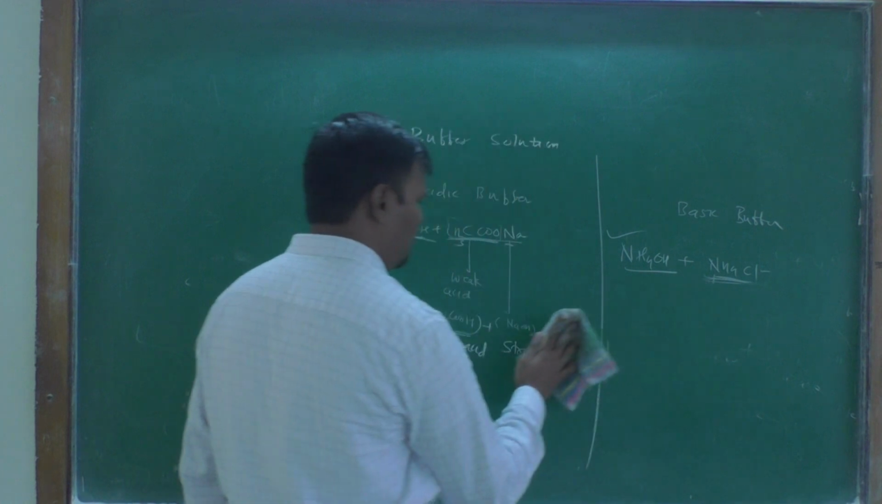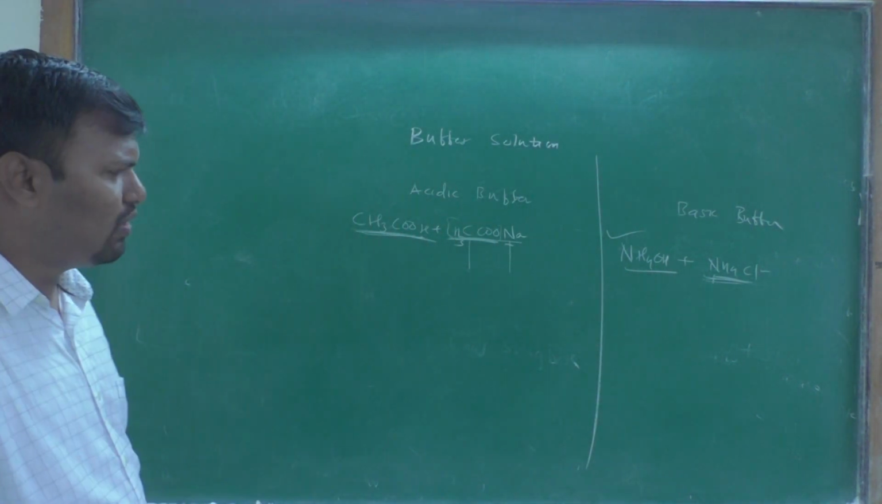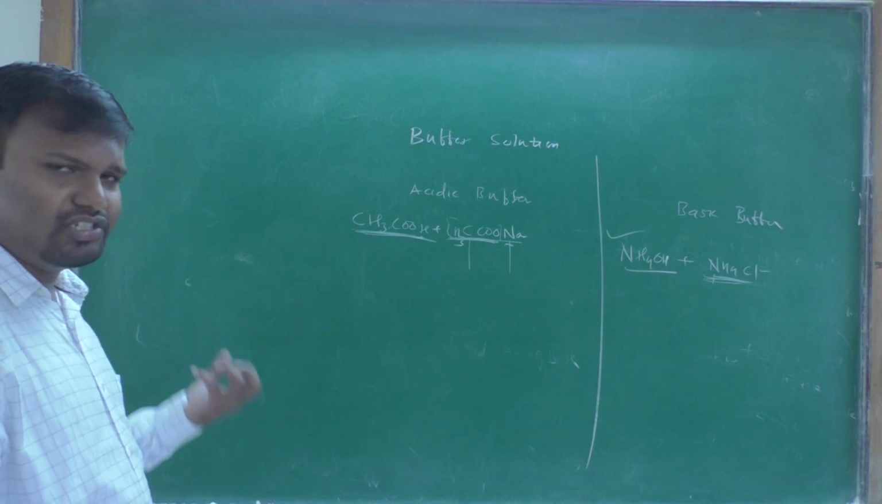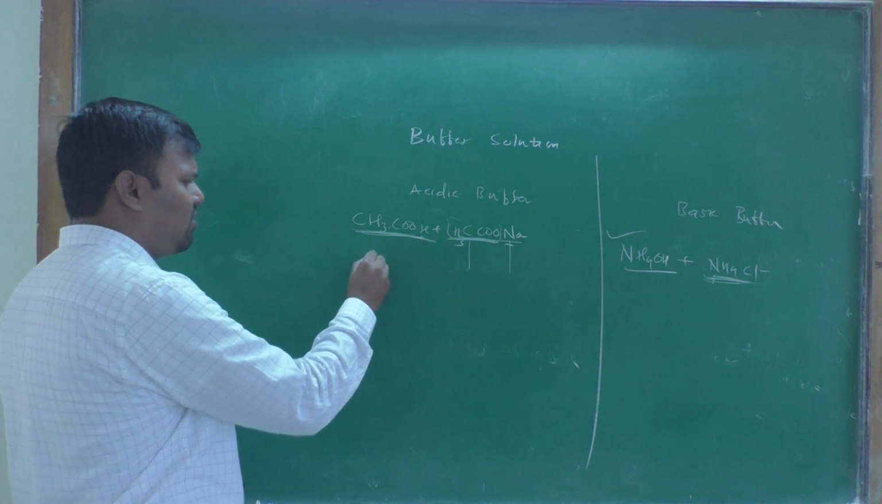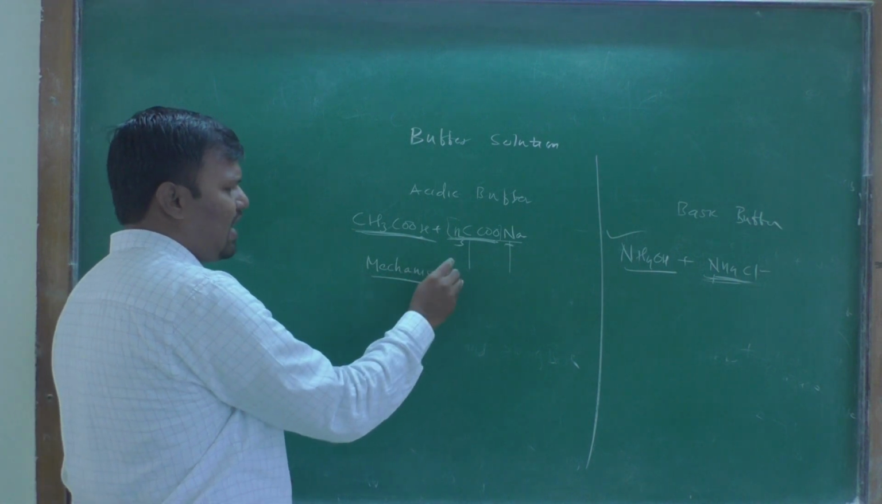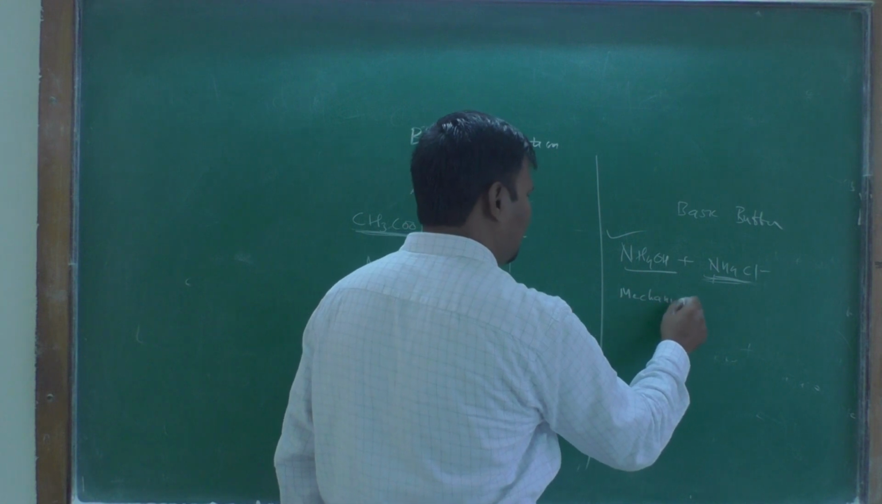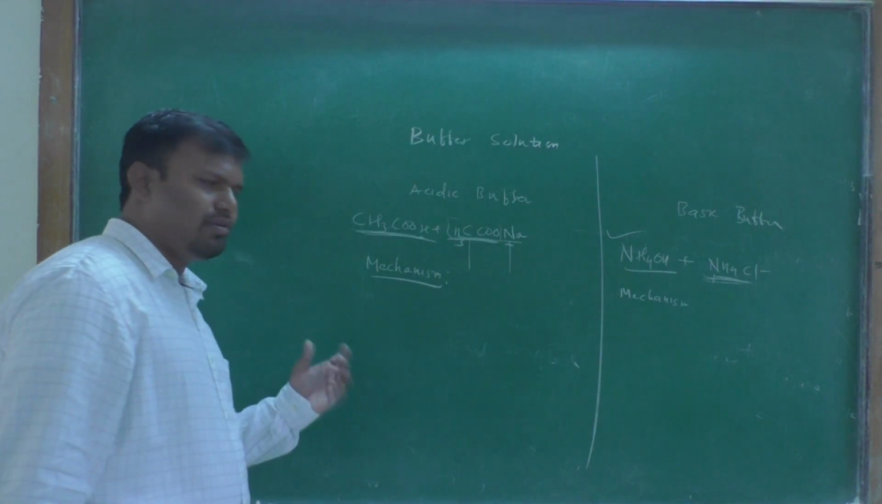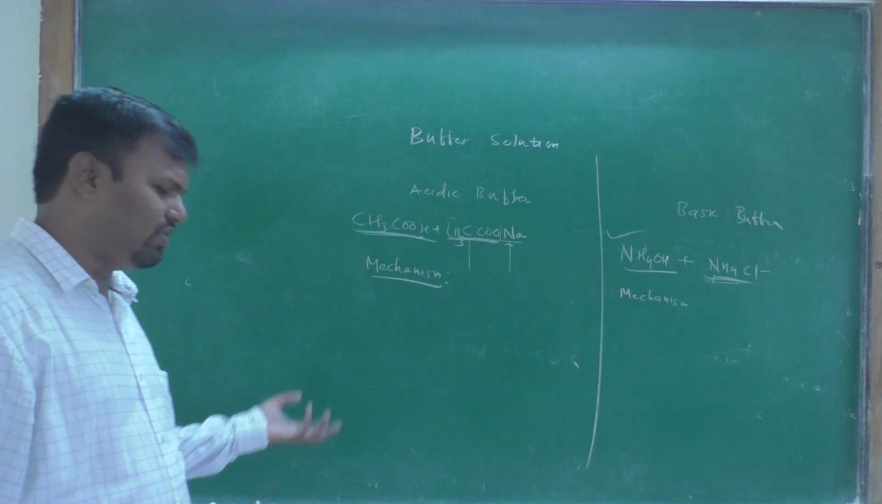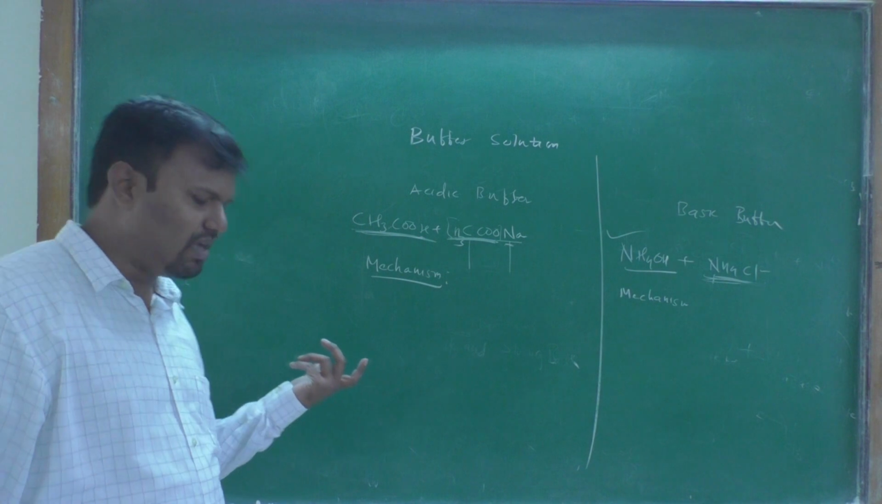Basic buffer has a pH value more than 7, and acidic buffer has a pH value less than 7. That is the acidic buffer. Okay, now the mechanism for this. Mechanism means what happens when you add H plus ions and when you add OH minus ions, and how a small amount of added H plus or OH minus is neutralized.